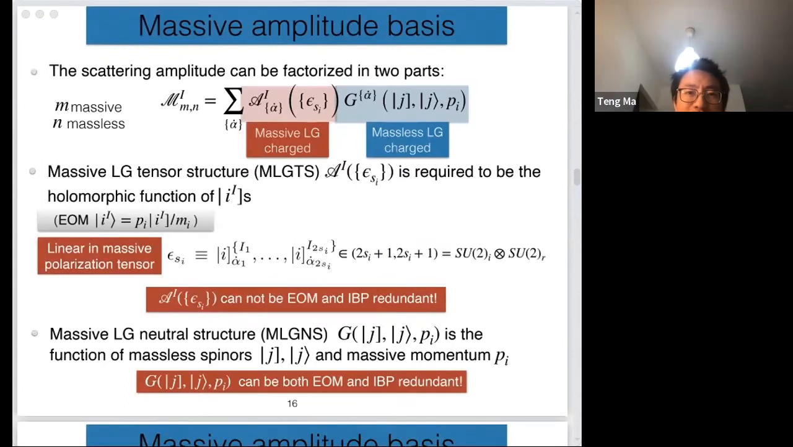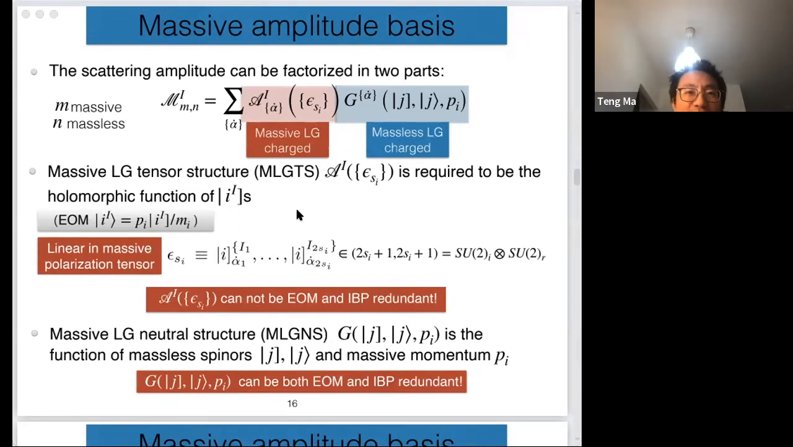Generally, the scattering amplitude with M massive and N massless external legs can be factorized into these two parts. The massive little group tensor structure, the A part, is the only part charged under the massive little group. And the massive little group neutral part, the G part, is only charged under the massless little group. The A part is required to be a holomorphic function of right-handed spinors. This can always be done because the left-handed spinor can be changed into the right-handed spinor by the equation of motion.